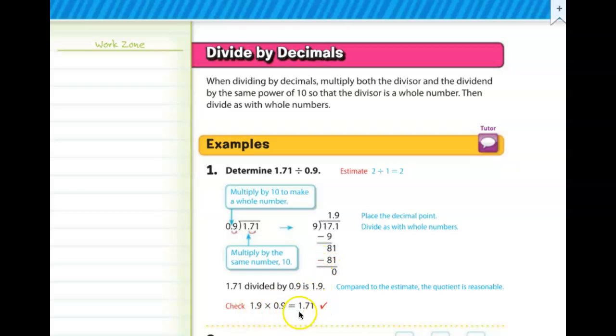I do want to point out that the fact family of 1 and 9/10, which is the quotient, times 9/10 is equal to 1 and 71/100ths. 1 and 71/100ths is smaller than 1 and 9/10. So again, when you multiply by something less than 1, the product will be smaller than the factor.